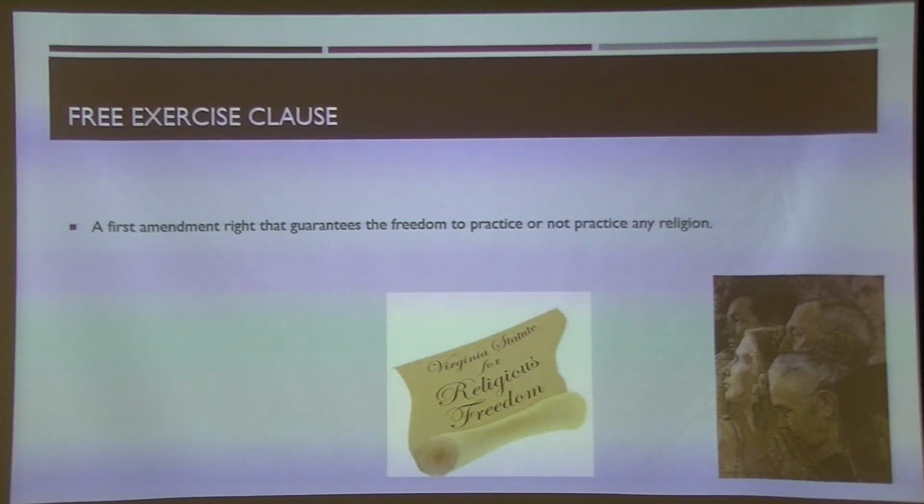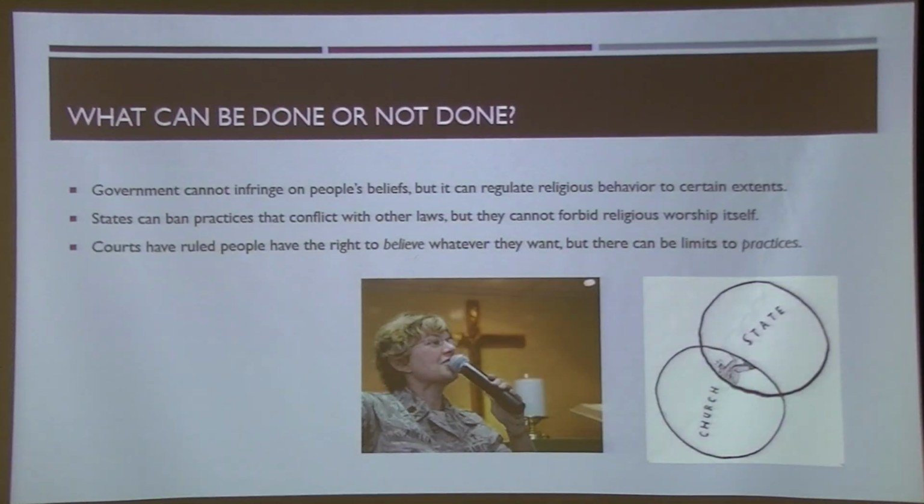All right, so that was the Establishment Clause. The other side now is the Free Exercise Clause. The First Amendment also protects your right to practice or not practice any religion, and that's the Free Exercise Clause. Now, I summarize a lot of things in here, but the Free Exercise Clause says the government can't infringe on your beliefs, but it can regulate it to a certain extent.